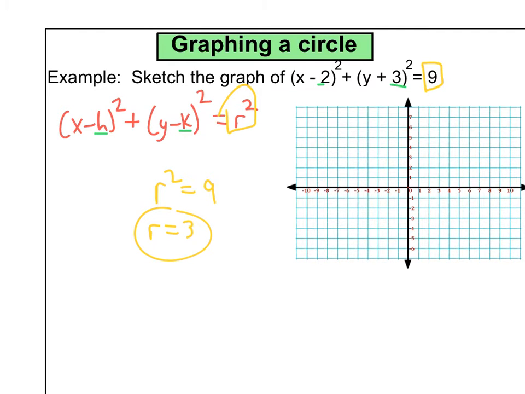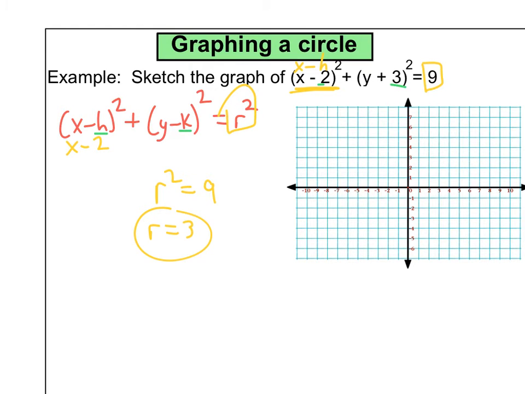Now, since the form we're using is x minus h and y minus k, when I look, it's a little confusing and it might seem a little backwards, but see, this is already x minus something, right? So h is actually 2. Okay, our equation is x minus 2.